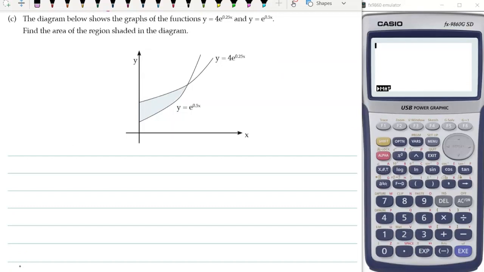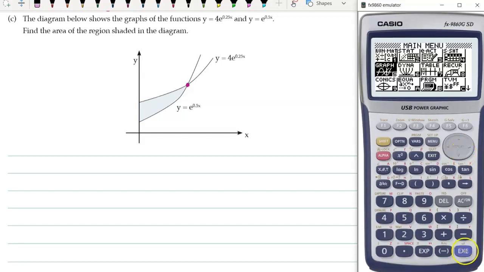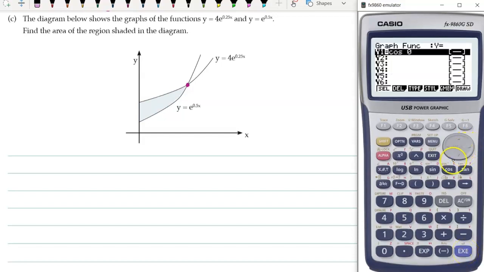For this area, we need to first get the point of intersection just there. So I am going to pop that into the graphing portion of the calculator. Let's just delete that out that was in there. So we have e to the 0.5x, and we have 4 e to the 0.25x. I'm just going to pop that in brackets to make sure that it does put the x in the power. We'll do the same on the top one.